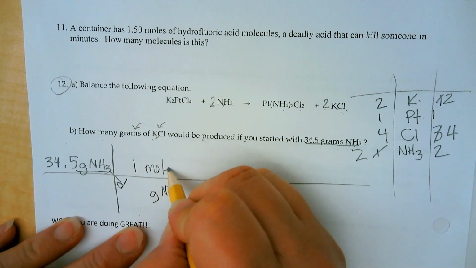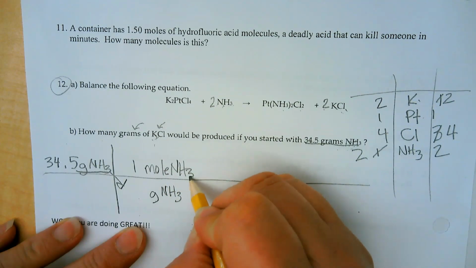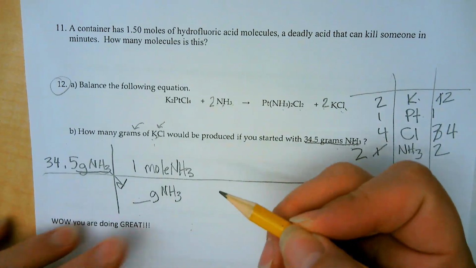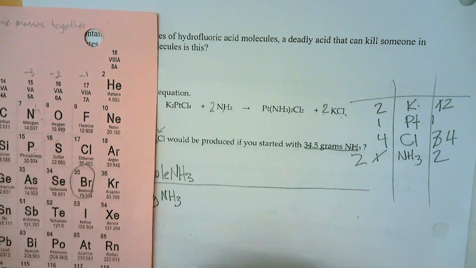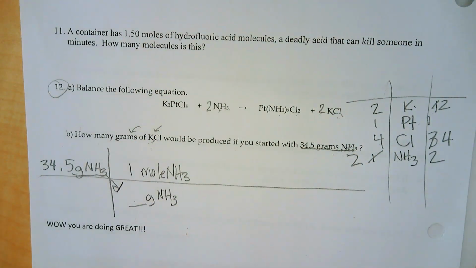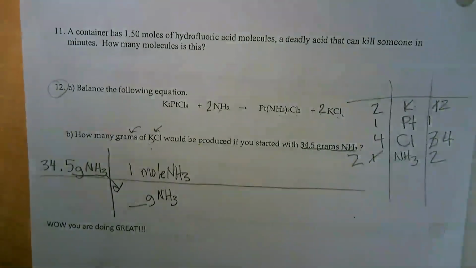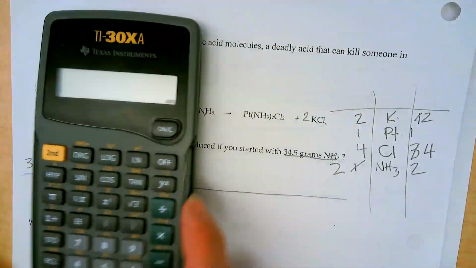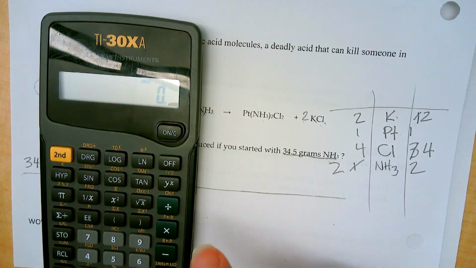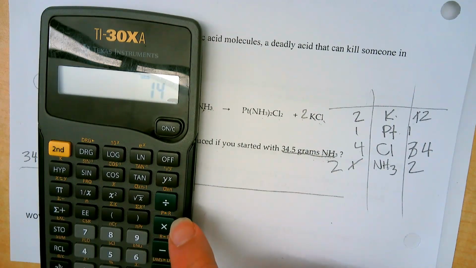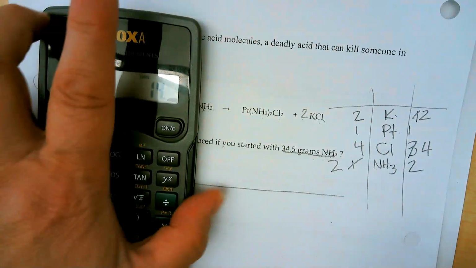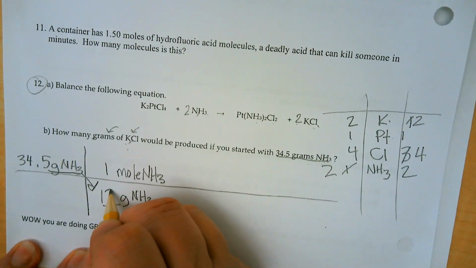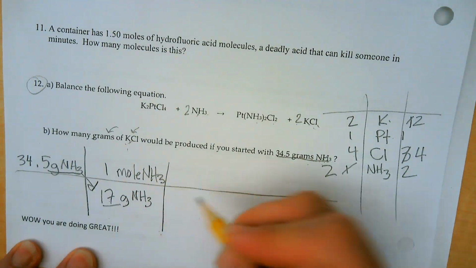So going to moleville. 1 mole of NH3 is blank grams of NH3. And so what you do is you look on your periodic table. Nitrogen is 14. And I'm going to get a calculator. Okay. So nitrogen is 14. And hydrogen is 3. So that's, well, it's 1, but there's 3 of them. So 3. So it's 17 grams for 1 mole of NH3. So now we're in moleville.